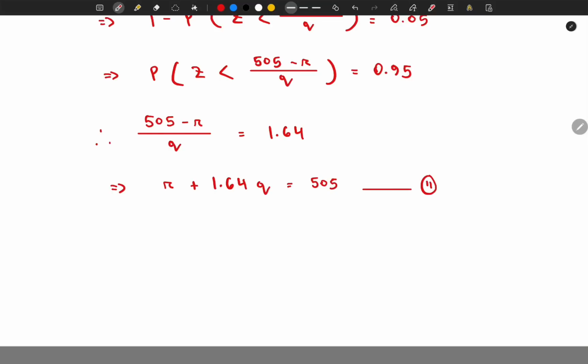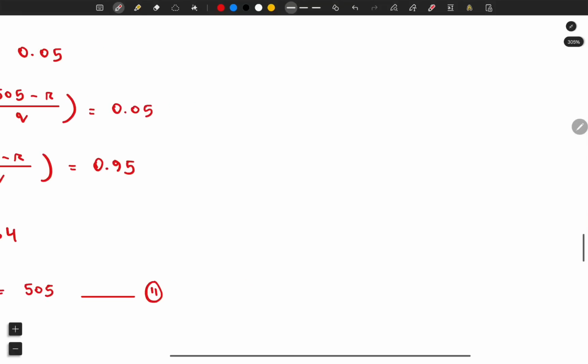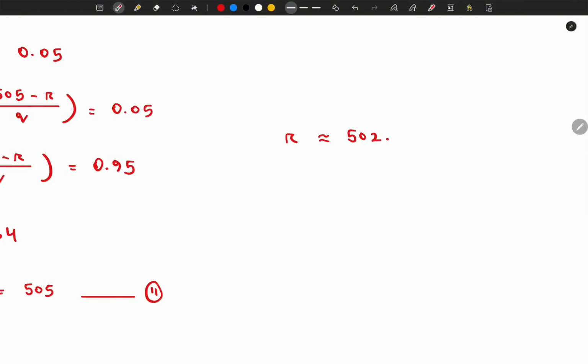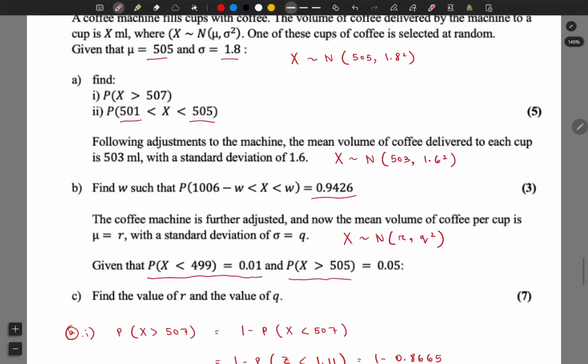Now, since we have two equations, if we solve these two equations simultaneously, we will get the value of r and q. So the value of r is around 502.5 and the value of q is about 1.52, or you can just leave it as 1.5. So that is it for this question.